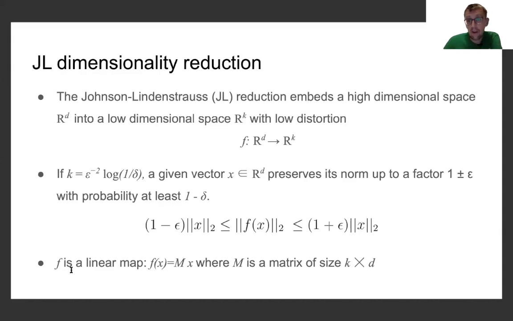So f is a linear map, that is, we can express it as the product between a matrix M and the vector x, where M is a matrix of size k times d.